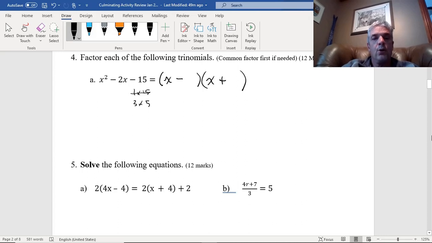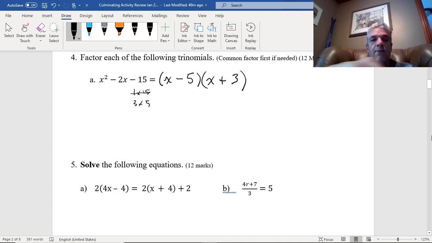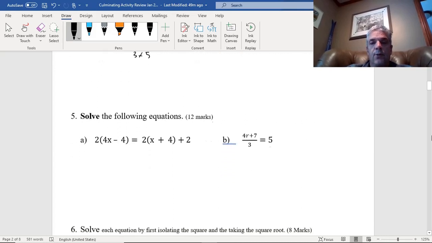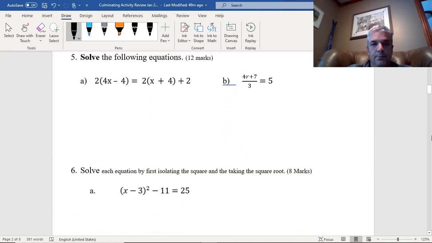And the bigger one goes with the sign that's on the B term. So that goes 5 and 3. And if you were to go back through and multiply this back out, you will come back to this answer. And that's why this is factoring. I've turned this into a multiplication question. It is x minus 5 times x plus 3. All right, let's continue on down to the next one.